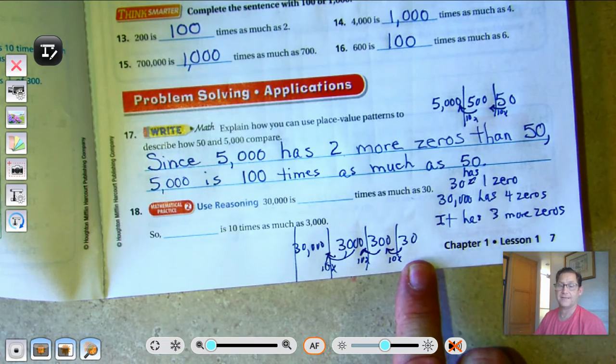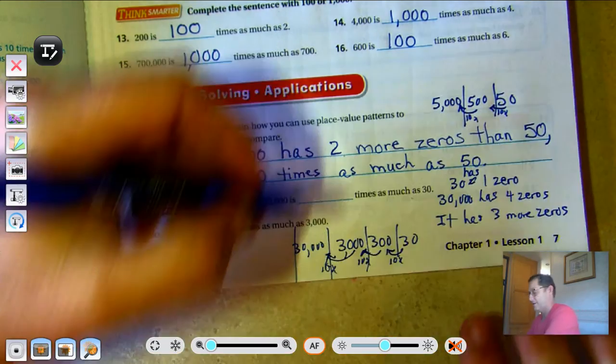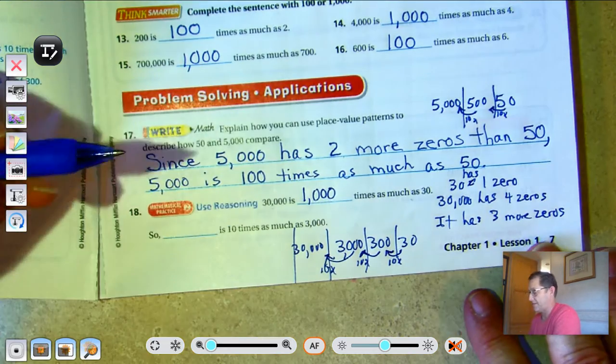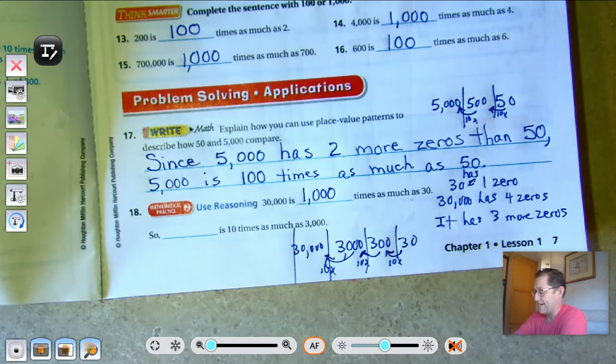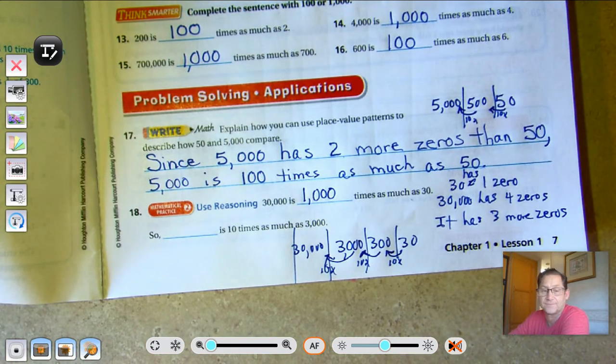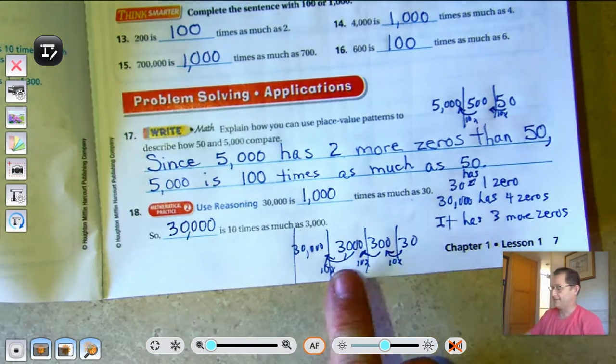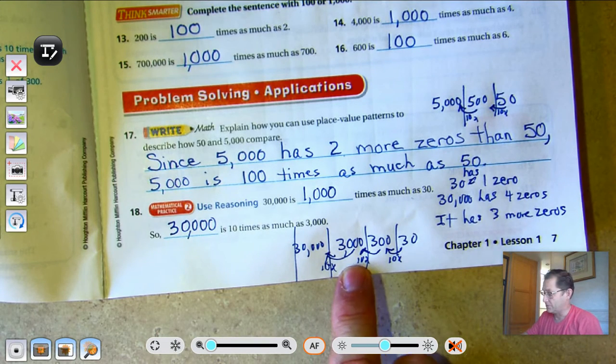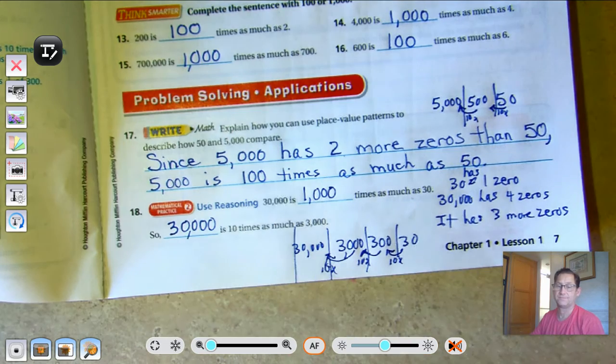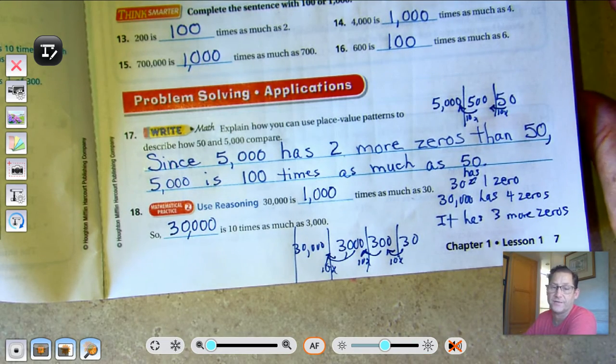So 10 times, 100 times, 1,000 times. So 30,000 is 1,000 times as much as 30. So blank is 10 times as much as 3,000. 10 times as much, that would be 30,000. Let's look at that. If we're at 3,000 and we're just going 10 times greater, we'd be at 30,000. So 30,000 is 10 times as much as 3,000.